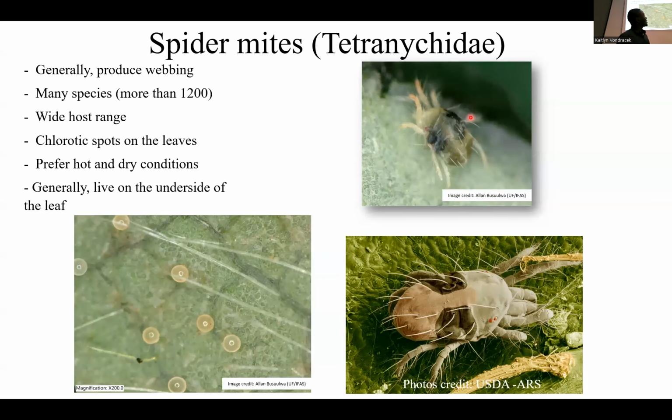This is the picture that we saw previously of the two-spotted spider mites. Here I have a picture of the two-spotted spider mite eggs. Don't they look good? The eggs, these round structures here. And then this picture was taken by USDA ARS, and it shows you what a low temperature scanning electron microscope can do. So it brings out this beauty of the mite.